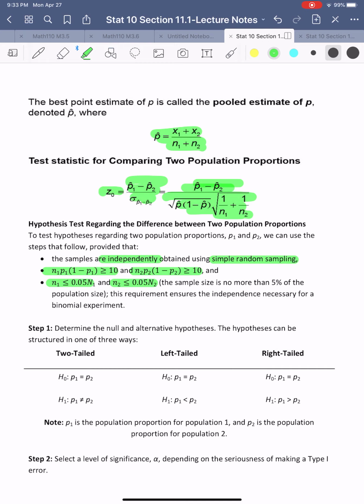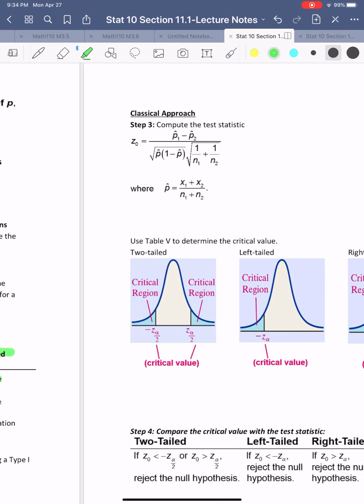And then step 1, we have two-tail, left tail, or right tail. The null hypothesis is going to be the same; it doesn't matter which one. For the alternative hypothesis, it is not equal to for the two-tail, less than for the left tail, and greater than for the right tail. So p1 is the population proportion of population 1, and p2 is the population proportion of population 2. Then we select the level of significance, alpha, which is the probability of making a type 1 error.